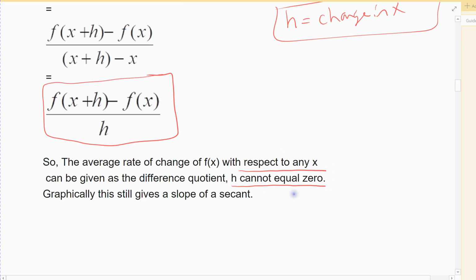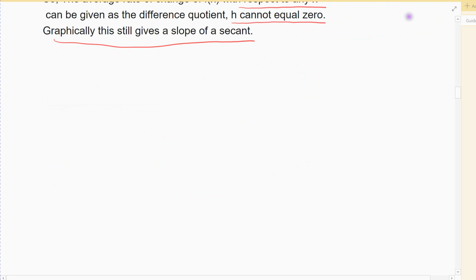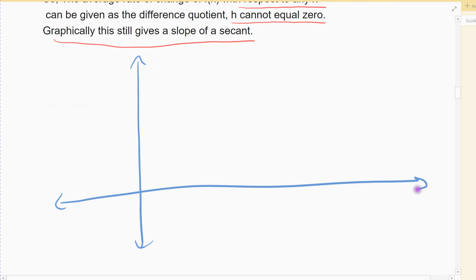h can't be 0 because it represents a change in x, and plus I can't divide by 0. And it represents a distance change in x. It's still the slope of a secant line. So when I graph it, I get a similar picture to what I had before. So I'm going to try to graph similar to what I had in the previous example.